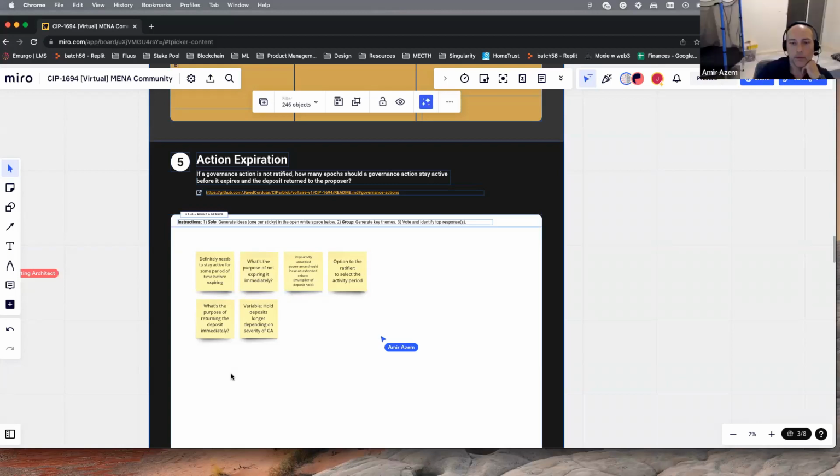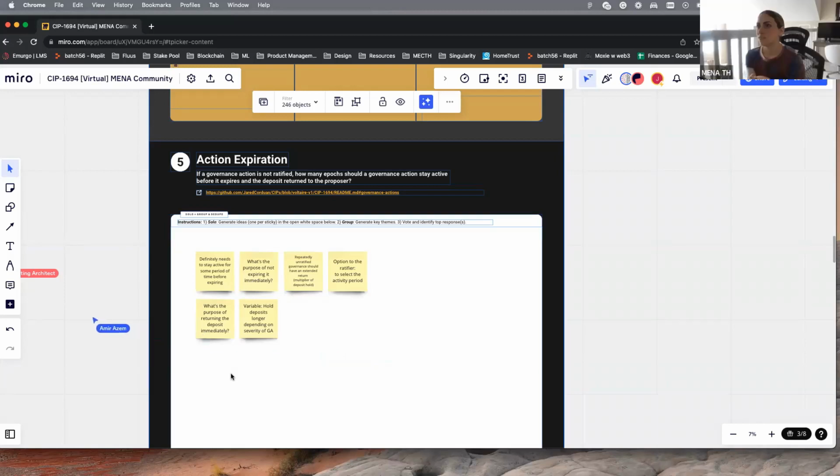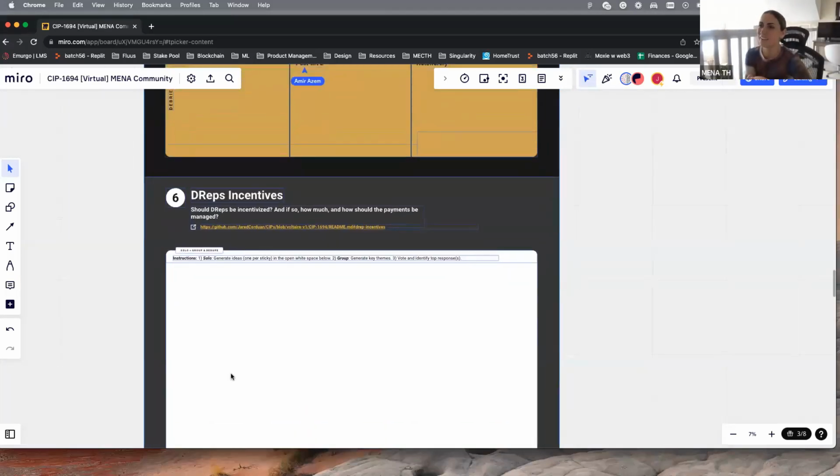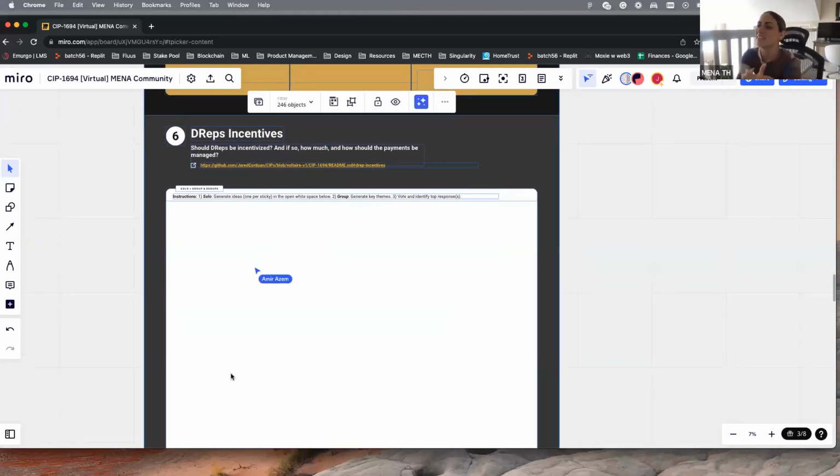Cool. Well, there's one last one and then I'll give you guys some time back. But this is really fun. Okay. So, DREP incentives: should DREPs be incentivized? And if so, how much and how should the payments be managed?